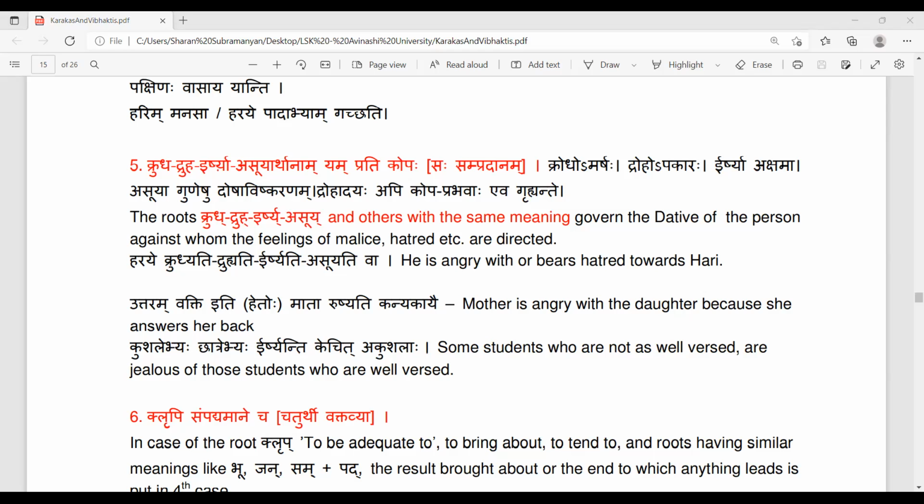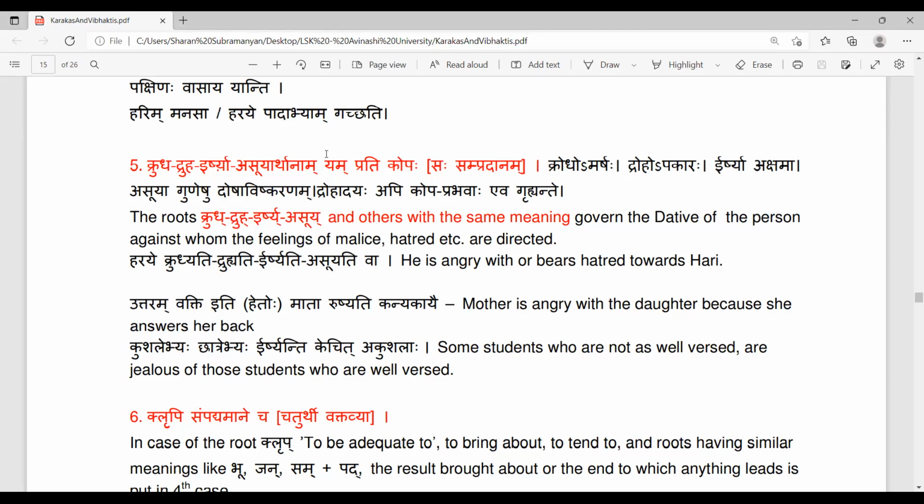So krud and these are some of the dhatus by which it gets a Sanya. Therefore it gets Sampradana Sanya. This sutra is in the first chapter, fourth section: Krud druh irshya asuya arthanam, yam prati kopaha bhavati, saha sampradanam bhavati. Therefore, that will be in Chaturthi Vibhakti.